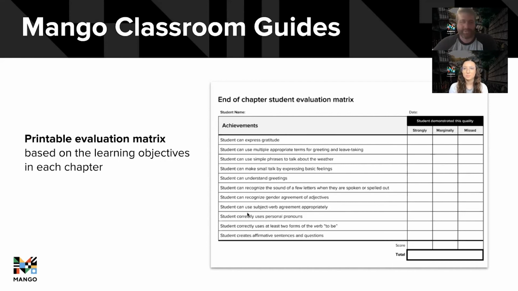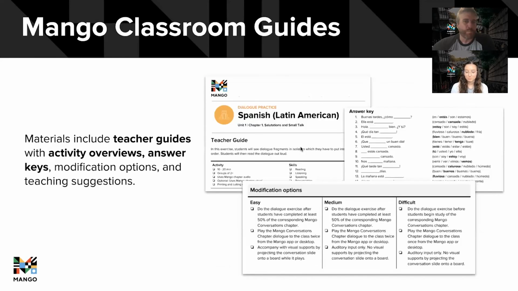Students can express gratitude. Students can correctly use pronouns. So these are things that teachers can evaluate students on after moving through the Mango chapter. And you can see we provided the criteria of strongly, marginally, and missed. But really, if you want to use A, B, C, D, F, or I don't know, a percentage score, teachers can use whatever they want.